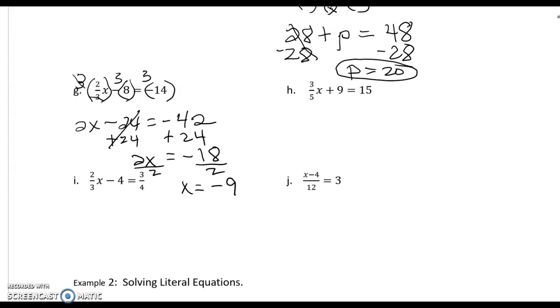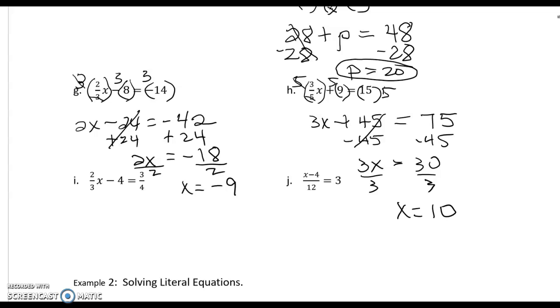All right, let's see what you can do with problem H on your own. Again, we want to follow through the steps of how we're going to solve this equation that has a fraction in it. To clear out the fraction, you should be multiplying every term in that equation by 5, because that's what's in the denominator of the one fraction that's in the equation. Again, every term gets multiplied by 5.